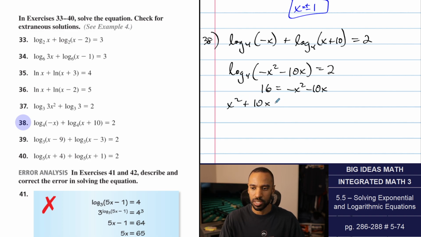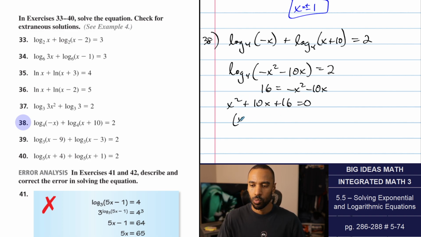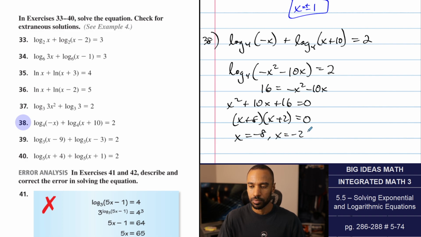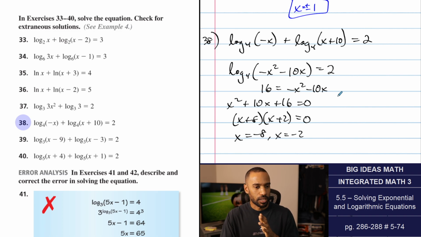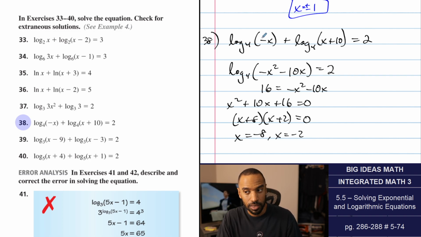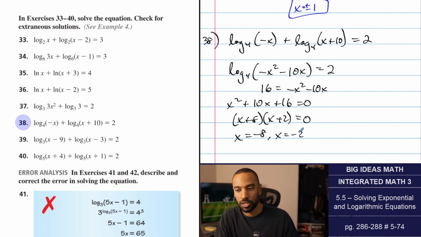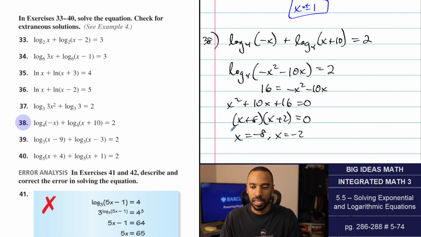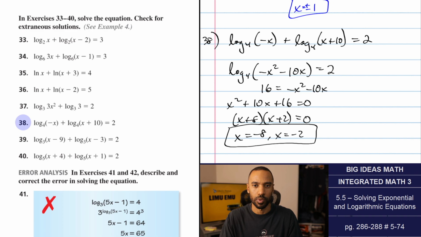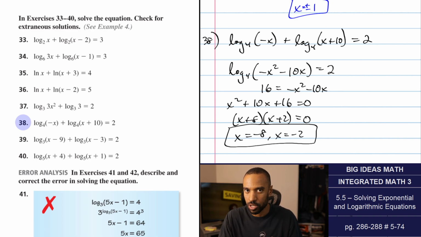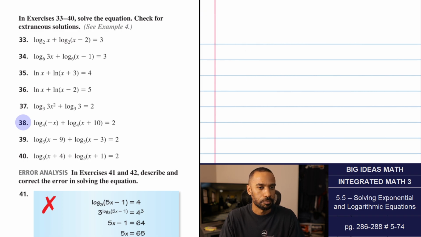X squared plus 10x plus 16 equals 0, which factors into x plus 8 times x plus 2. So x equals -8, -2. Interestingly enough, let's take a look and see how these work. Substitute them in. Log base 4 of the opposite of -8 is log base 4 of 8. That's good. -8 plus 10 is positive. That's good. All of these should work, -8 and -2. There shouldn't be any extraneous solutions with that one. So while I was saying that maybe the -2 instead of -8 would be the problem, both of them actually worked there. So 2 different answers. Keep it in mind, all good to go.